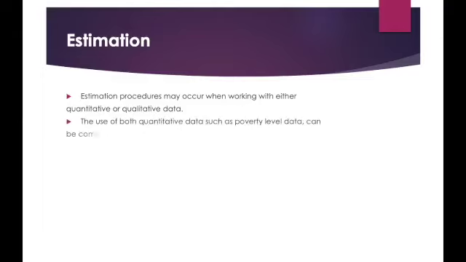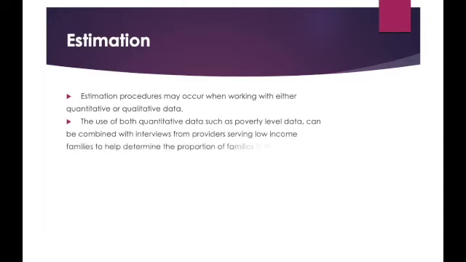We could estimate or predict what would happen in the future, in a qualitative sense or a quantitative sense. We could also sometimes use both quantitative and qualitative data together. For example, for the Head Start case, we could use poverty level data, which is quantitative, like the salary or some poverty index, combined with interviews from providers serving low-income families. The interviews are qualitative data, and we combine these qualitative and quantitative data in order to help determine the proportion of families in the area that are income eligible.